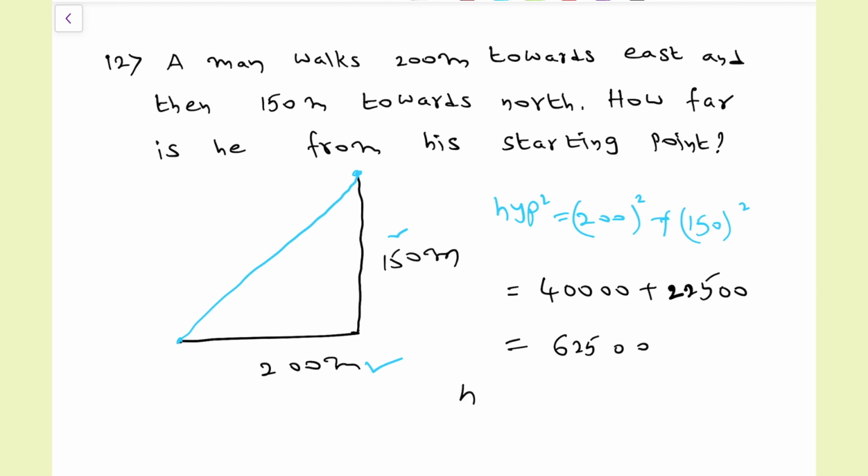Then what will be the hypotenuse? 625 is which number square? 25 square. For 2 zeros, right? 10. So hypotenuse is 250 meters. It means he is 250 meters away from the starting point.